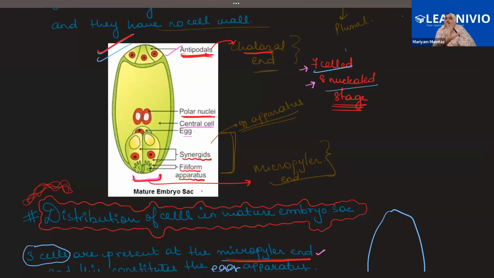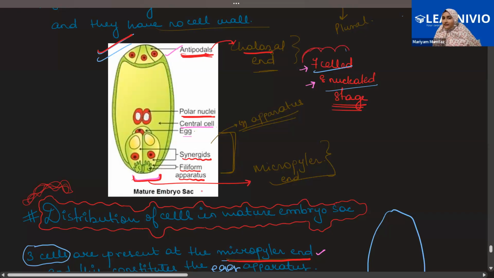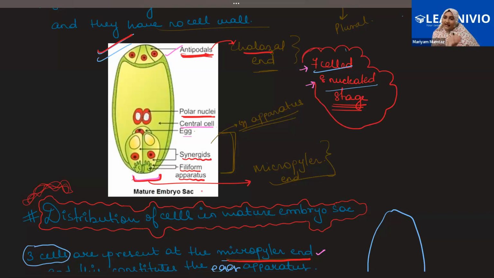So this is a very unique property and one of the most common questions: what is the nature of the mature embryo sac? You will say that it is 7-celled, 8-nucleated. Don't you think it is bizarre that if 8 nuclei are there, then 8 cells should be there? But it has 8 nuclei, but only 7 cells. Clear? Yes, this is clear.